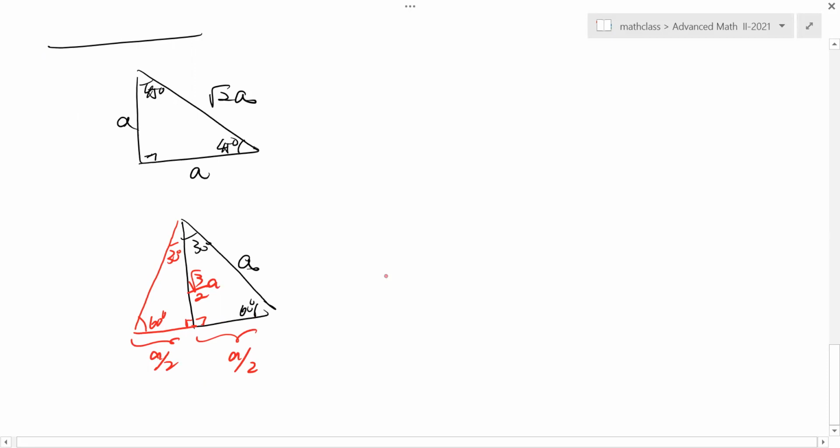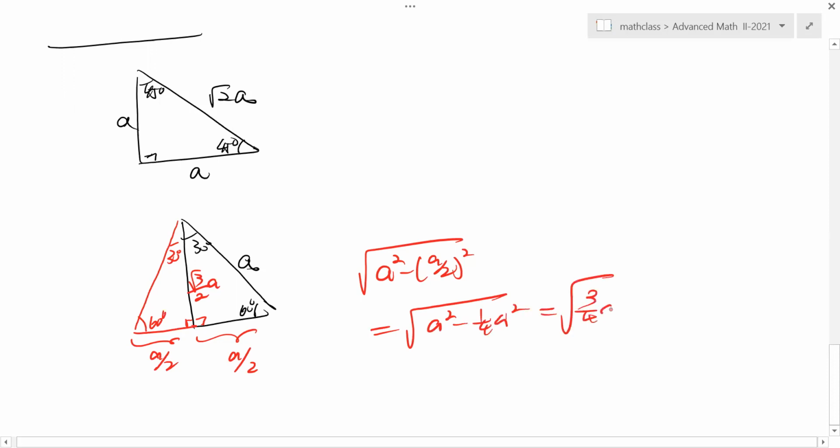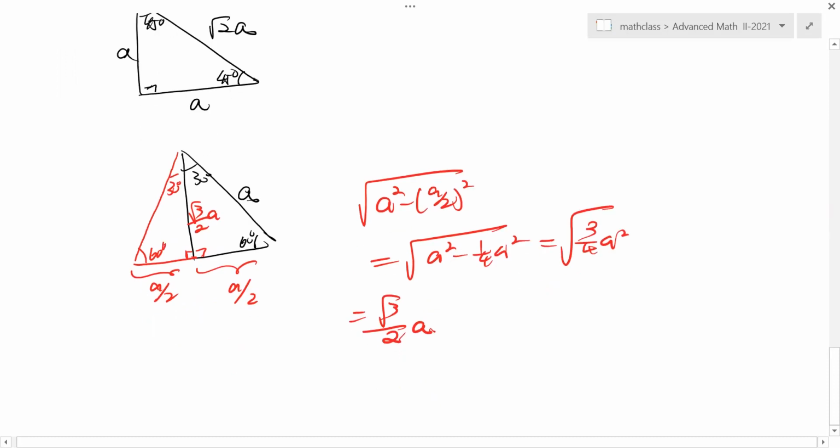Okay, how do you do that? Well, you can get A squared minus (half of A) squared, and after you simplify it, it's A squared minus a quarter of A squared, so it's 3 over 4 A squared, then the height is square root 3 over 2 times A. All right. So those are the special triangles. We're going to use them.